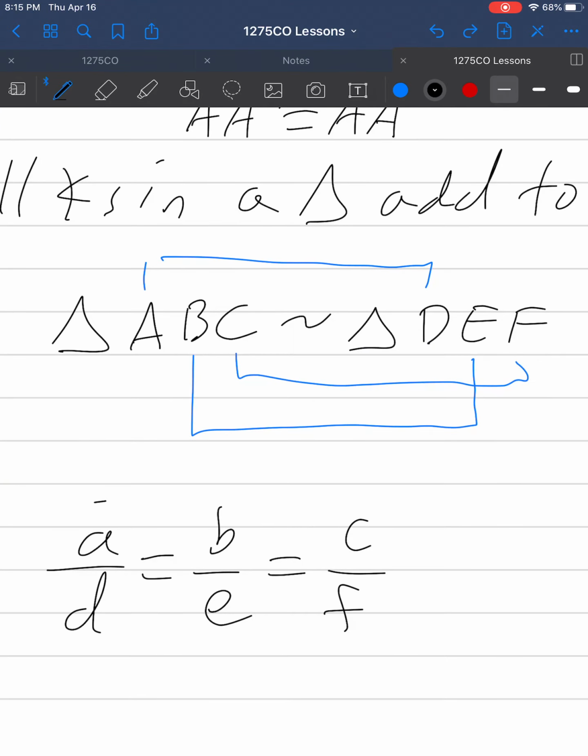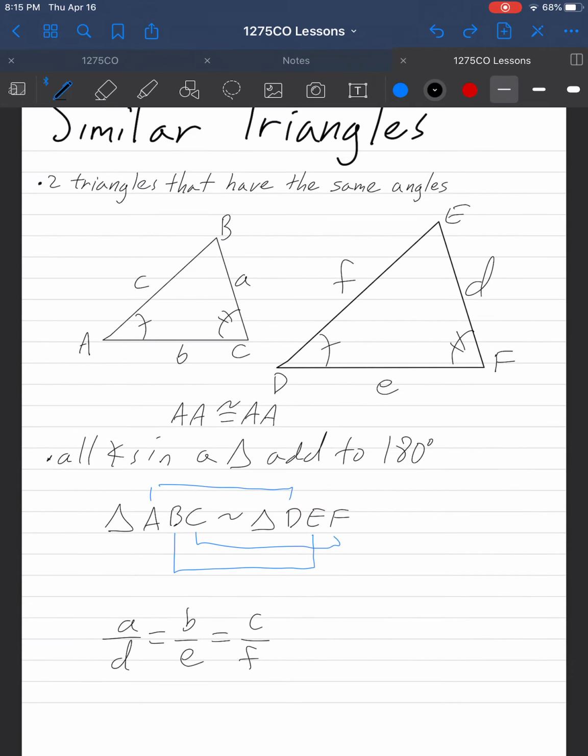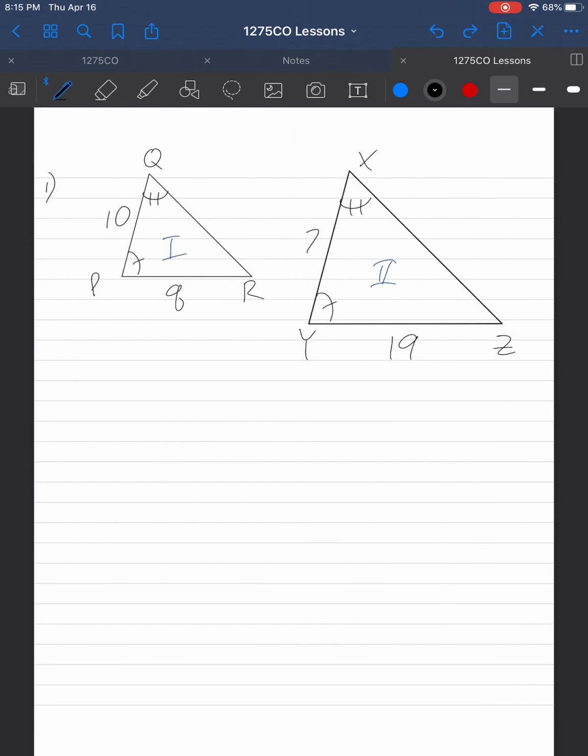A proportion normally has two fractions, two ratios, one on each side. I'm showing all three because, again, you do have that option. But when you're writing out your own proportion, you're only writing out two of the three proportional sides. All right, let's look at an example.